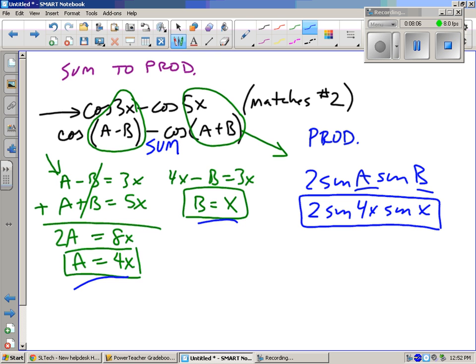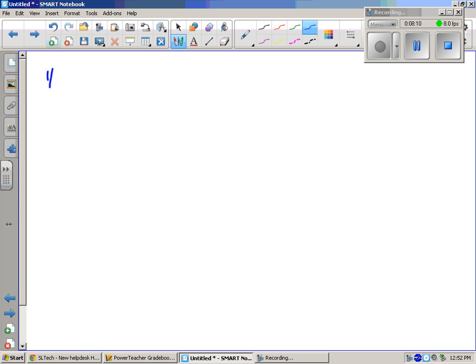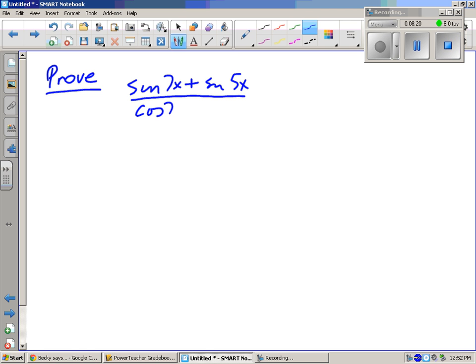those 4 formulas. Okay, I have one more to show you, and the directions are to prove that sine of 7x plus sine of 5x over cosine of 7x plus cosine of 5x equals the tangent of 6x. All right, how can 7 and 5 get you 6? Well, we're going to have to figure this out.